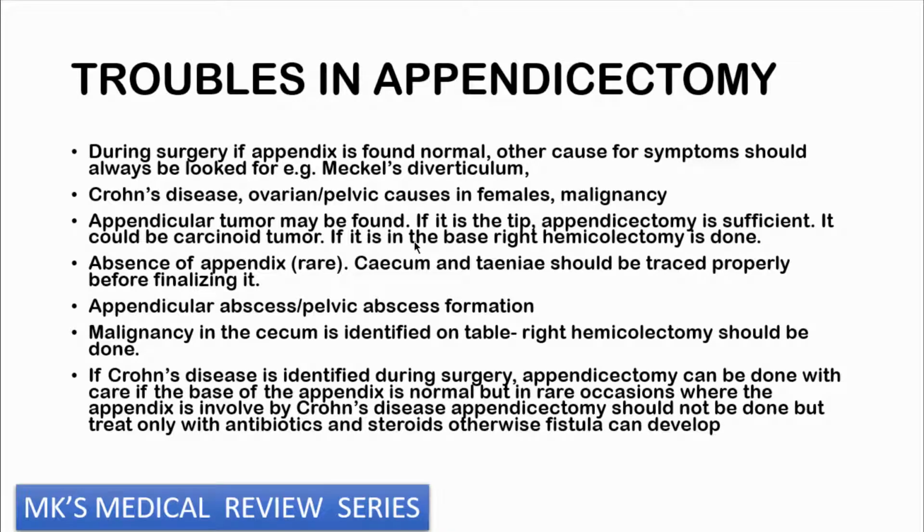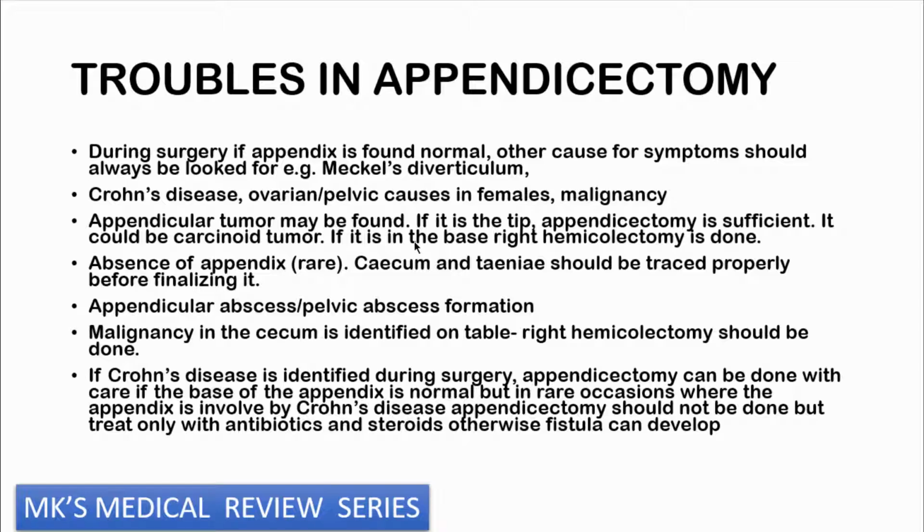So you may sometimes run into certain troubles when you're performing an appendicectomy. So during the surgery, if the appendix is found to be normal, then you should look for another cause. Sometimes this could be caused by a Meckel's diverticulum that may be inflamed. Then in patients with Crohn's disease, ovarian pelvic causes in females should be looked for. Malignancy should also be looked for. Then sometimes you may find an appendicular tumor.